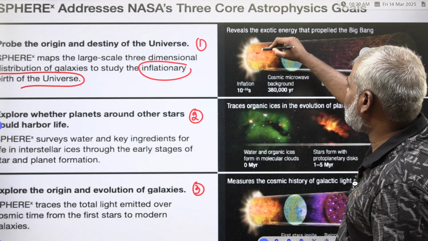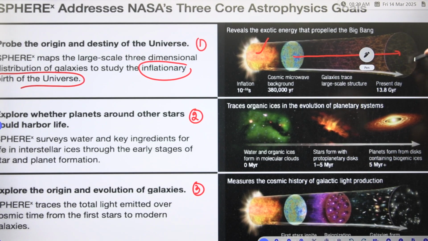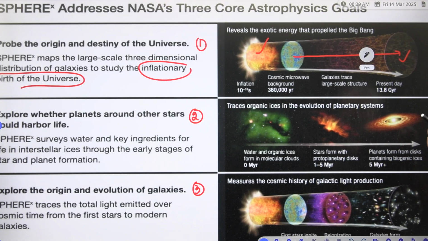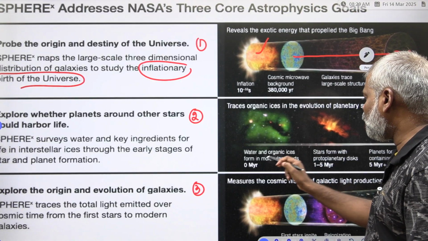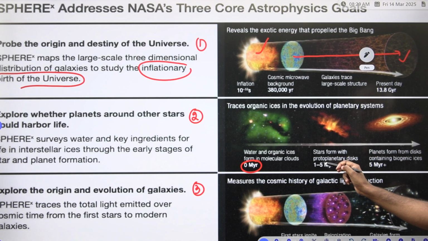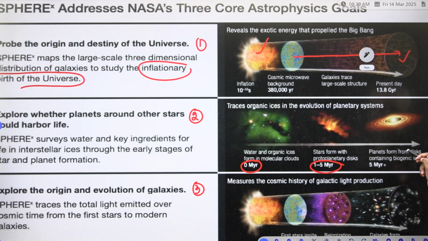When the Big Bang happened, the earth was like this. After 13.8 giga years, our present earth is like this. It also traces organic ices in the evolution of planetary systems. Water and organic ices form in molecular clouds. Stars form with protoplanetary disks 1 to 5 mega years back. Planets form from disks containing biogenic ices, 5 mega years plus.